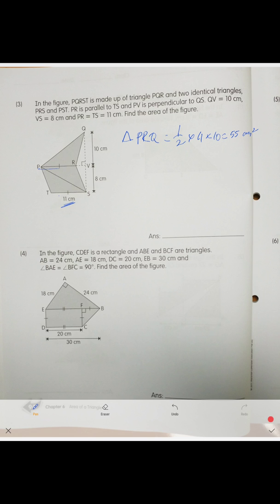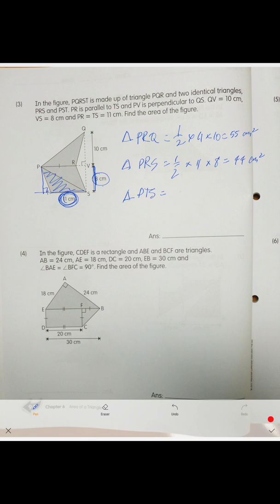Okay, now we find this triangle, PRS. We just found the base, 11, but the height is different now. This is perpendicular, it's 8. So 1/2 times 11 times 8 is equal to 44 square centimeters. The last triangle that we have is PTS. In this case we know the base, we extrapolated and put the perpendicular, and it's the same thing as here. This is the base and this is the height.